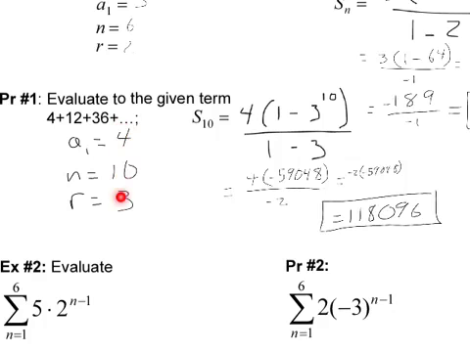Okay, we didn't fill these in together. So that was 4, because that's my first term, 10 is my n value, and 3 is what I'm multiplying every single time. Plugged it all into the equation and just simplified, and I got 118,096. All there is to it.